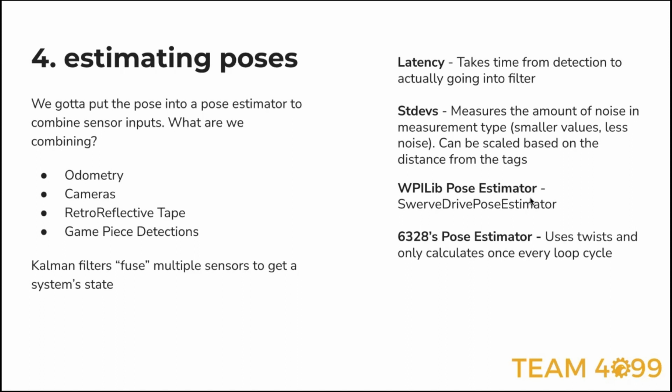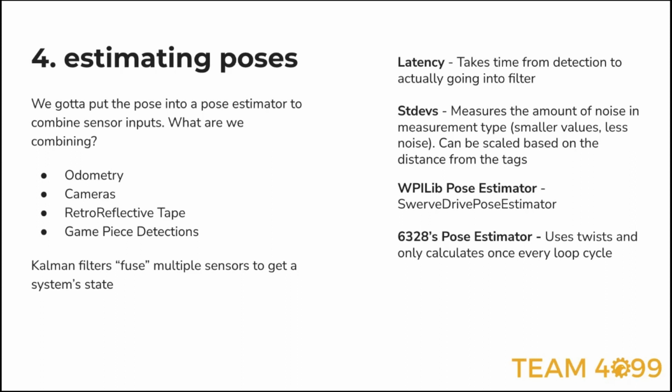There are two different pose estimators you can use. Both of these implement Kalman filters, but the way that they take in and process the data is different. We have the WPILib pose estimator, which is built into WPILib and is part of the Swerve Drive pose estimator. You just call add vision estimate, pass in your estimated robot poses as well as your standard deviations and latency, and then it'll compute that into your estimated robot position.